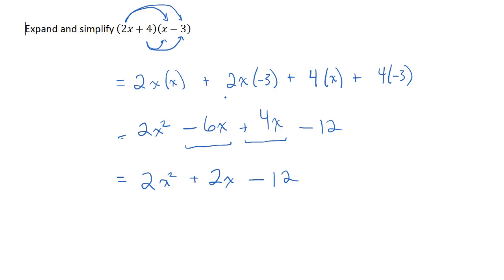So this was the expanding part. We expanded to get this, and then we simplified by grouping our like terms. And here's our final answer: 2x plus 4 times x minus 3 equals 2x squared plus 2x minus 12.